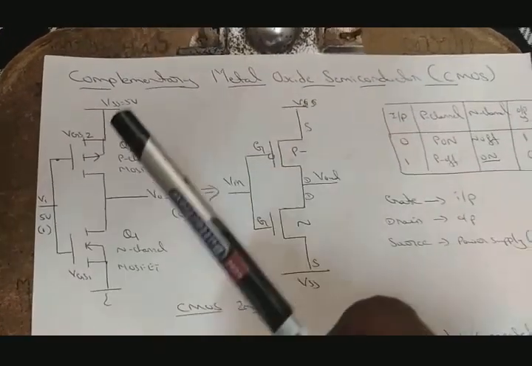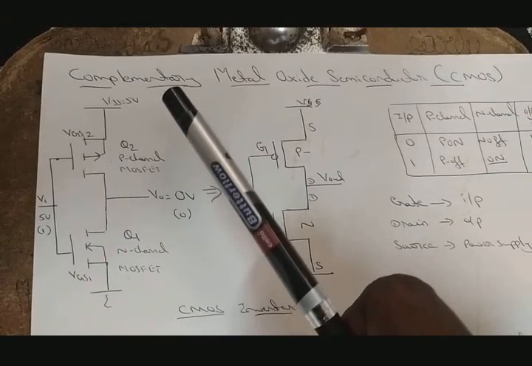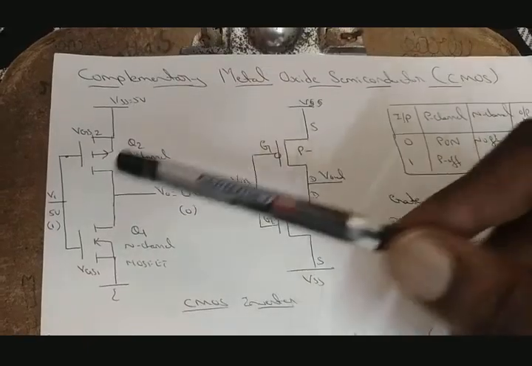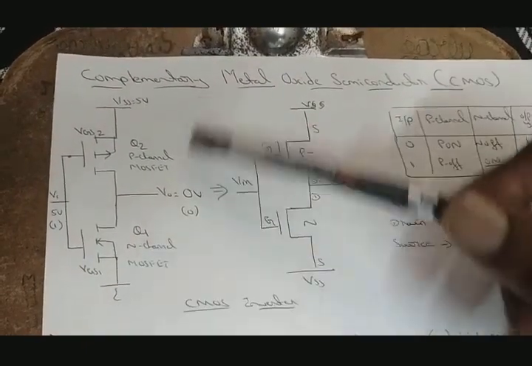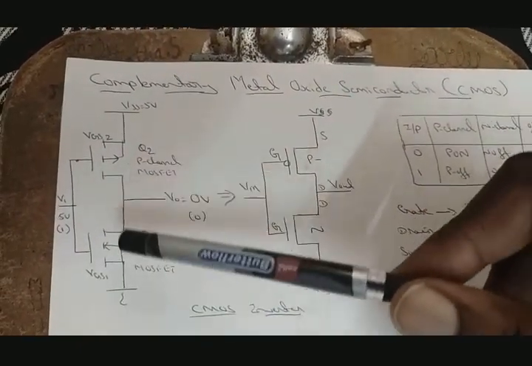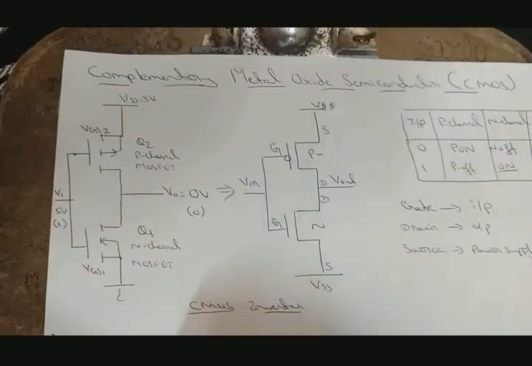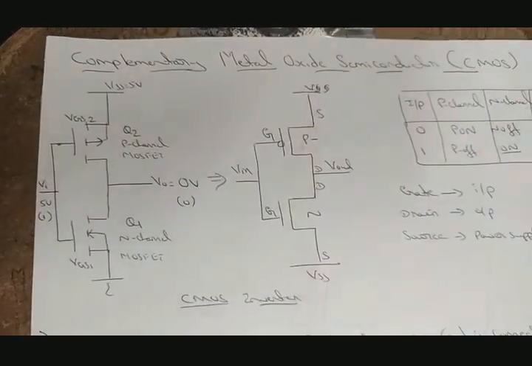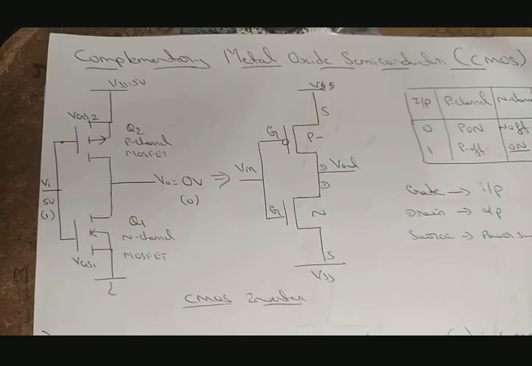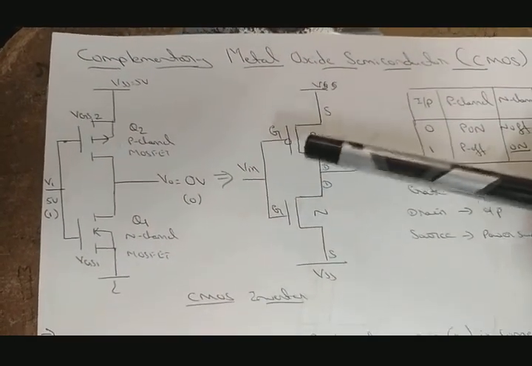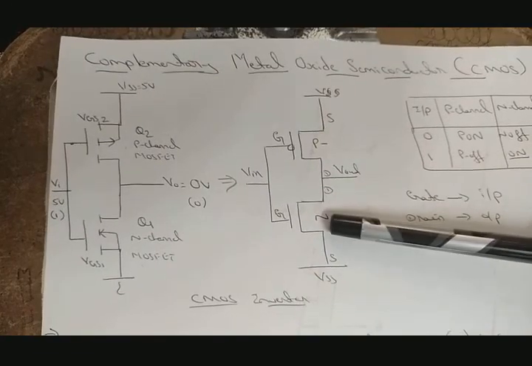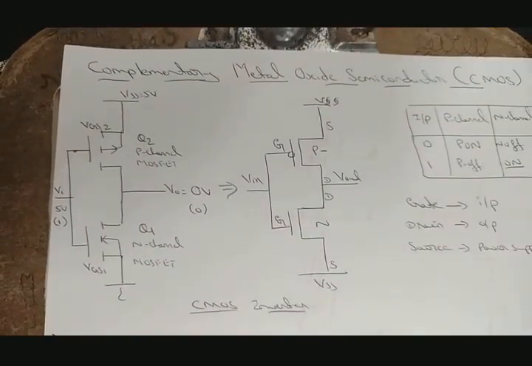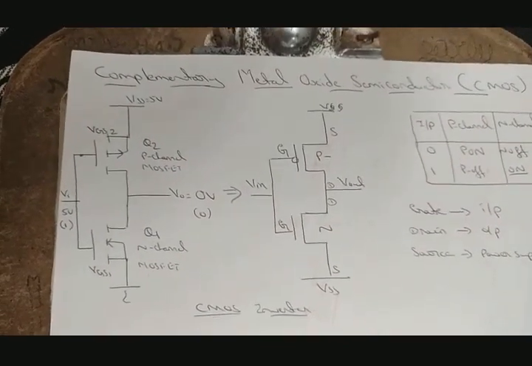C represents complementary. Complementary means it will have both PFET as well as NFET, or P MOSFET as well as N MOSFET. It's a combination of both. Previously you have seen the P channel MOSFET or the N channel MOSFET separately. Now it is a combination of both PFET and NFET. So this one is known as complementary metal oxide semiconductor.